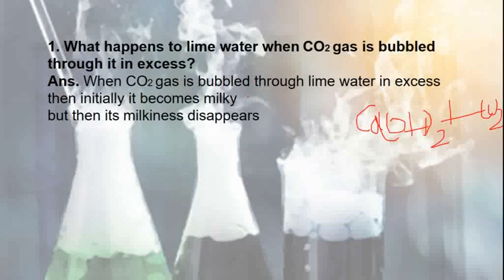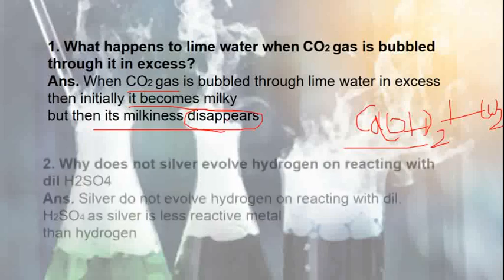Then after turning milky, again the milkiness will disappear and it will be again formed as Ca(OH)2 itself, and the lime water which was milky will disappear and remain back again. So we can say that when CO2 gas is bubbled through lime water in excess, then initially it becomes milky, but then its milkiness disappears. So let's move to the next question.